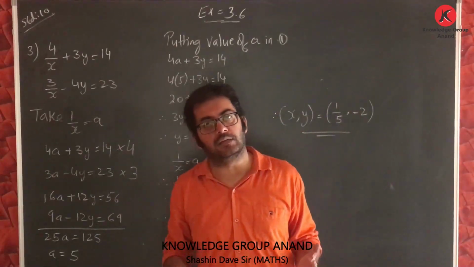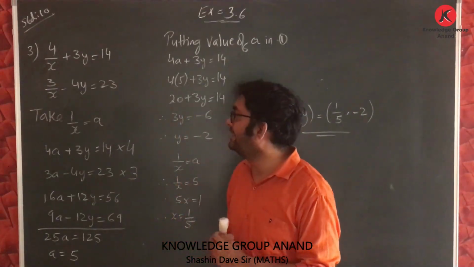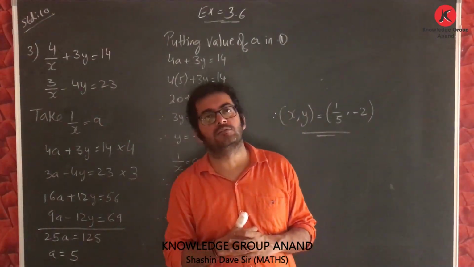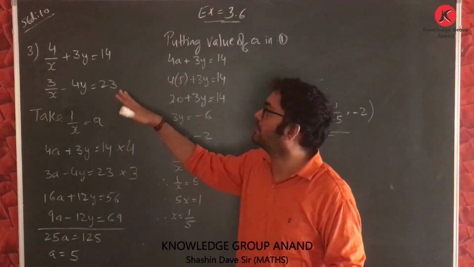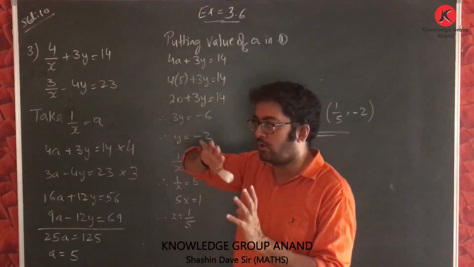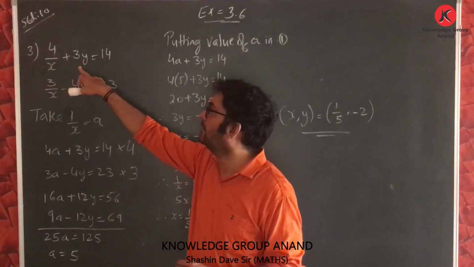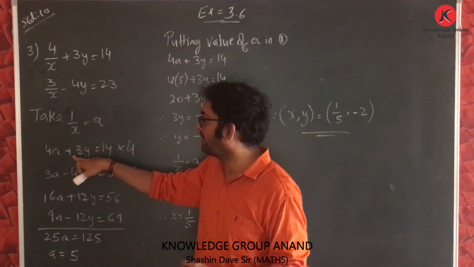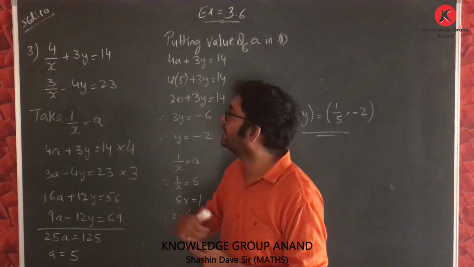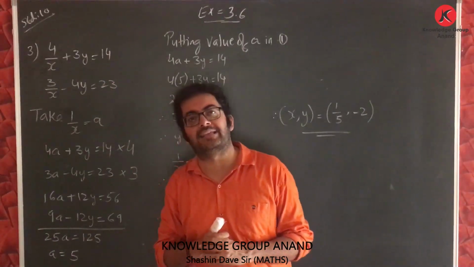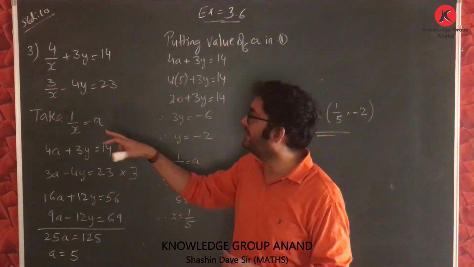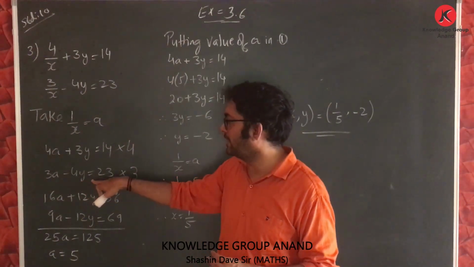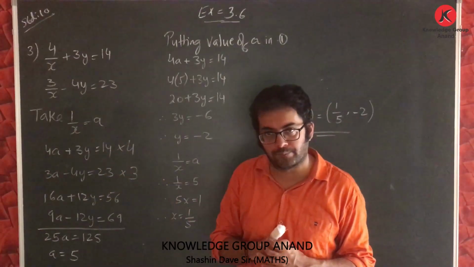So just like previous sums, I will take 1 upon x is equal to a. So my equations will become simpler. When I take 1 upon x is equal to a, my equation becomes 4a plus 3y is equal to 14. So this is my first equation: 4a plus 3y is equal to 14. Similarly, my second equation will be 3a minus 4y is equal to 23.